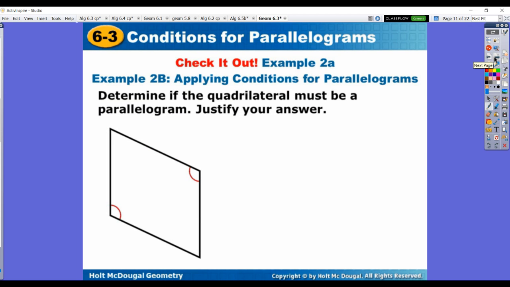Try this one out. See what you can come up with. Decide if you do have enough information for a parallelogram or not. Sometimes it's a yes, sometimes a no. We'll pause the video and see what you guys get for this one.